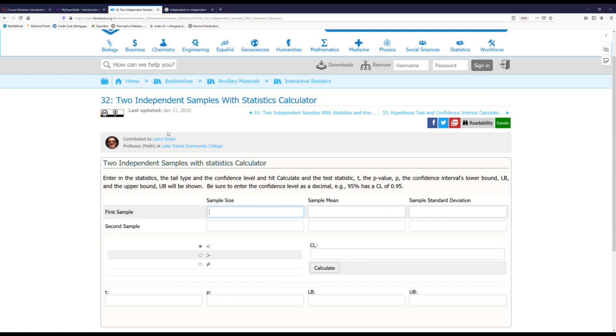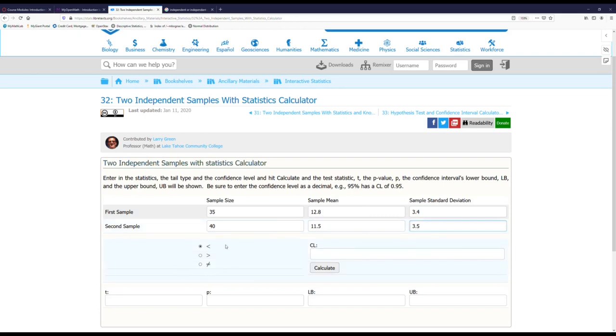We're going to try the question now on the computer. Make sure to select the calculator that says 2 independent samples with statistics. Now for the first group, the sample size is 35. The sample mean is 12.8. And our sample standard deviation is 3.4. For the second group, the sample size is 40, the sample mean is 11.5, and the sample standard deviation is 3.5.